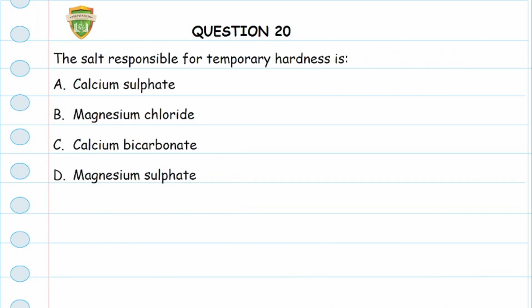Question 20. The salts that are responsible for temporary hardness are either carbonates or bicarbonates. So in this case, our answer is C, calcium bicarbonate. You might see some questions where instead of calcium, it says something like magnesium bicarbonate. So you just know that carbonates and bicarbonates generally cause temporary hardness of water. And we know that temporary hardness of water can be simply removed by boiling. So that means our answer is option C.